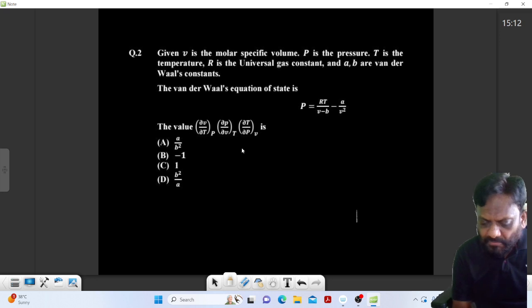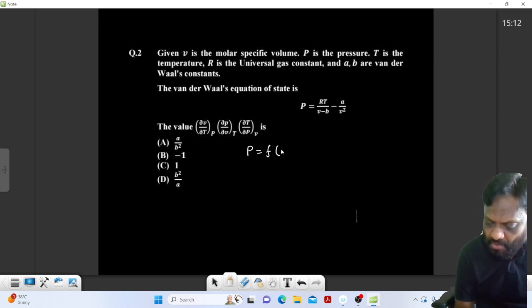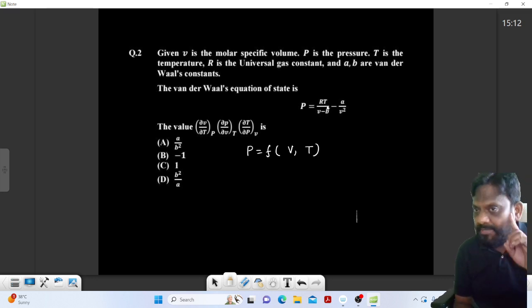If you look at this equation, pressure is a function of volume and temperature; R is constant, A is constant, B is constant. Pressure is a function of volume and temperature. And you have studied in thermodynamic relations, three theorems I have given you.